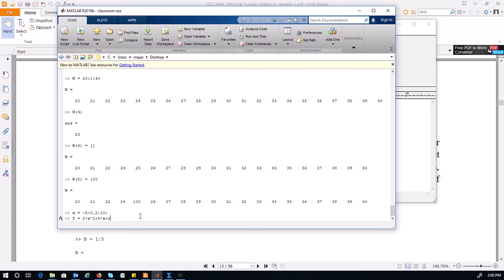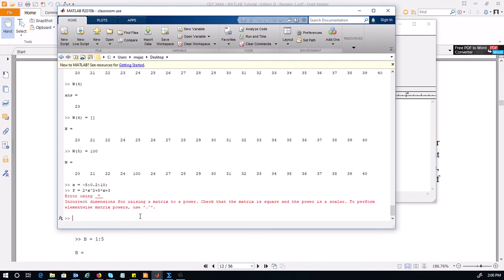Then this equation is not going to work. What's going to happen if I run this? Look, it's showing me the error right here. It's showing me the incorrect dimension for raising a matrix to a power. It shows you what the problem is. Check that the matrix is square and the power is a scalar. To perform element-wise matrix power, use this period. It tells you everything.